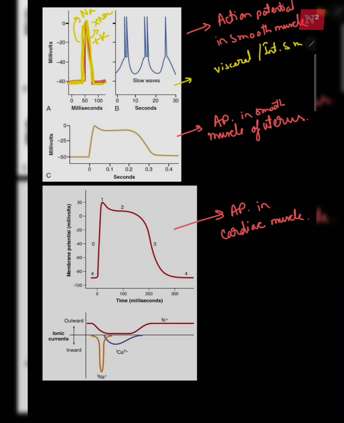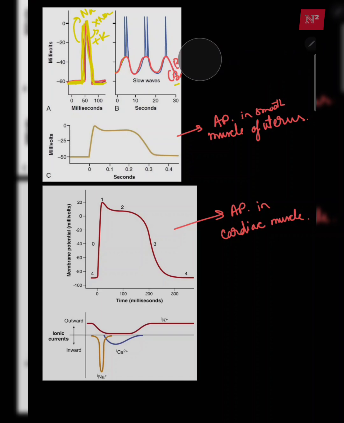Now the difference between the action potential in other smooth muscles and the intestinal smooth muscle is that there is a typical undulating resting membrane potential. Okay, this is called the BER, that is basal electrical rhythms. Now these are always present in the gastrointestinal tract.